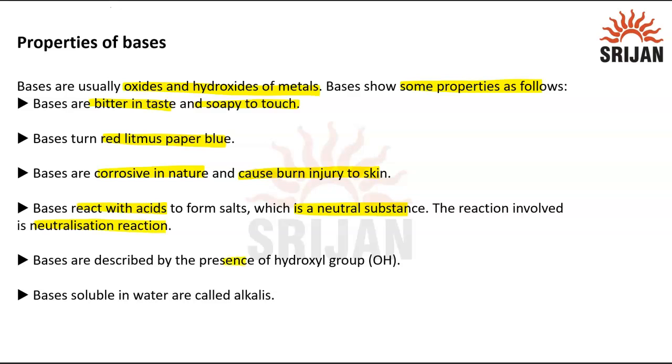Now bases are described by the presence of the hydroxyl group OH. In NaOH we have the OH group, the hydroxyl group, which shows that NaOH is a base. Similarly for KOH, similarly for Mg(OH)2, the hydroxyl group indicates that this substance is a base. Next, bases soluble in water are called alkalis. We know about the bases. There are some specific bases which are soluble in water. Whenever we put them into water, they will completely dissolve. And then these are said to be alkalis. So water soluble bases are called alkalis.